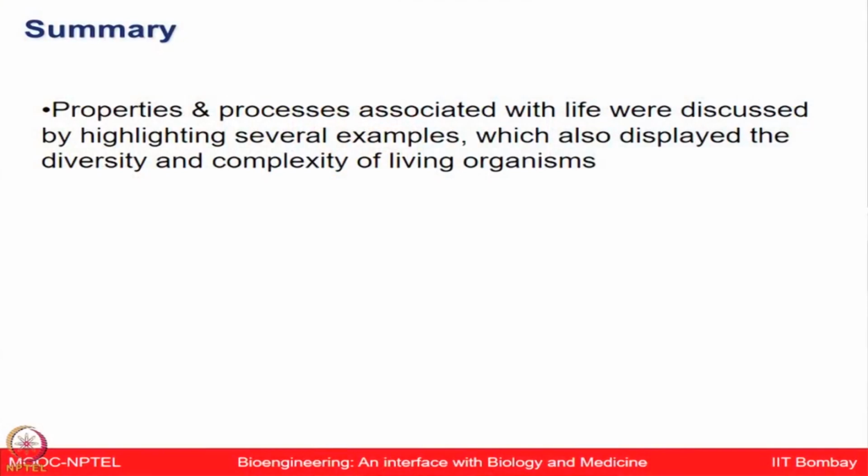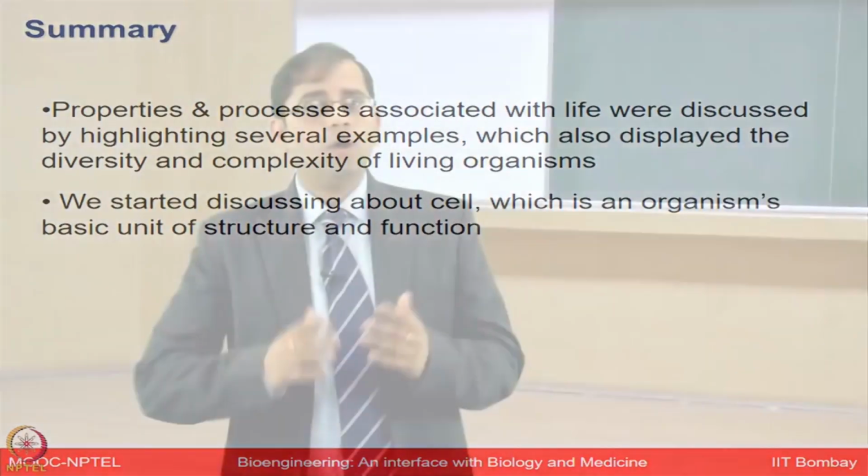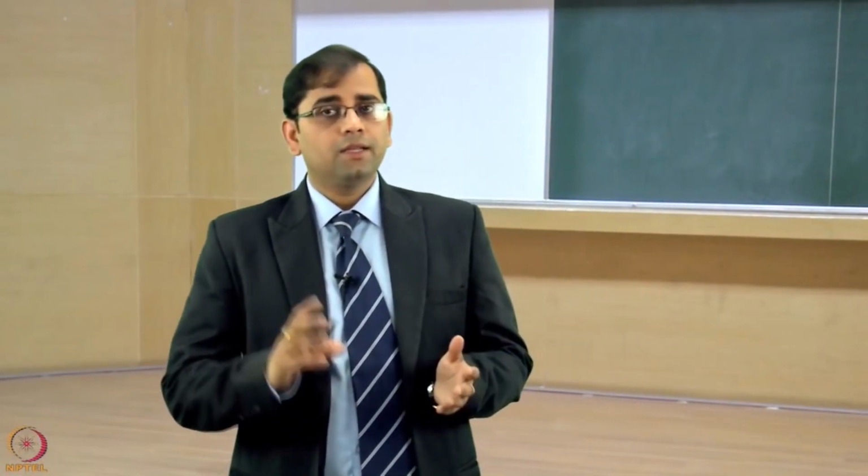So, today, starting with the life forms, we started discussing processes and properties associated with life, and we highlighted various examples which display the kind of diversity we have, but there is still a lot of unifying theme, because we are still sharing a lot of common properties in different animals and different organisms. Then we started discussing the cell, at least an overview of the cell, a distinction between prokaryotic and eukaryotic cells, and tried to give you a feel of how the major life forms in the tree of life have originated, especially from the prokaryotes, eukaryotes and the archaea.